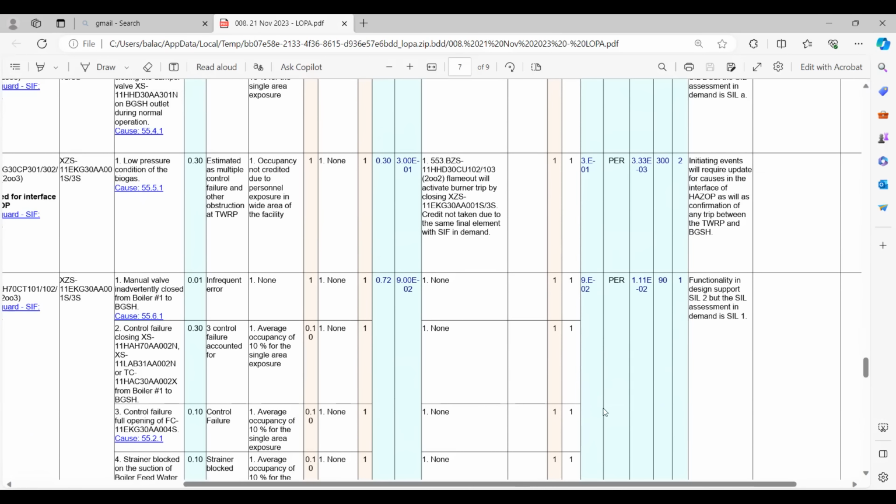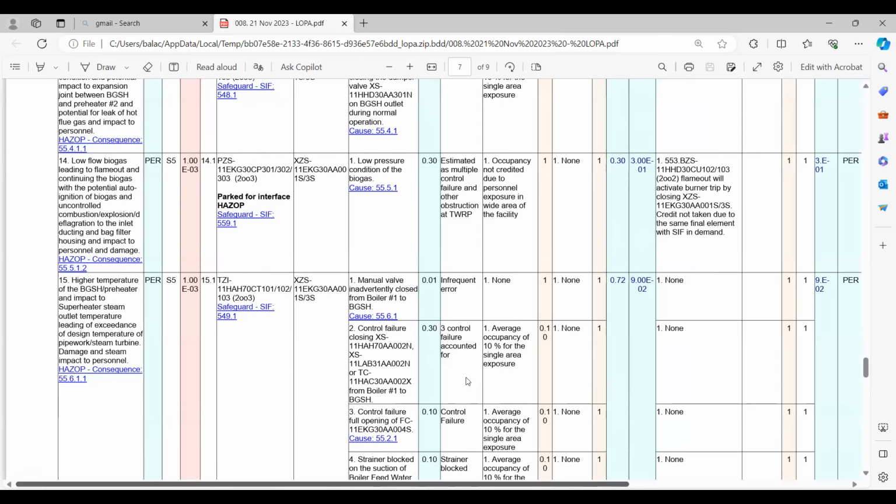Okay. Then maybe we can take this example. This is also nice, right? Low flow to the biogas leading to the flame out and continuing the biogas flow with the potential auto ignition of the biogas and uncontrolled combustion, leading to the degradation of the inlet ducting and back filter housing and impact on the personnel and damage. You can see here, this is your safeguard.